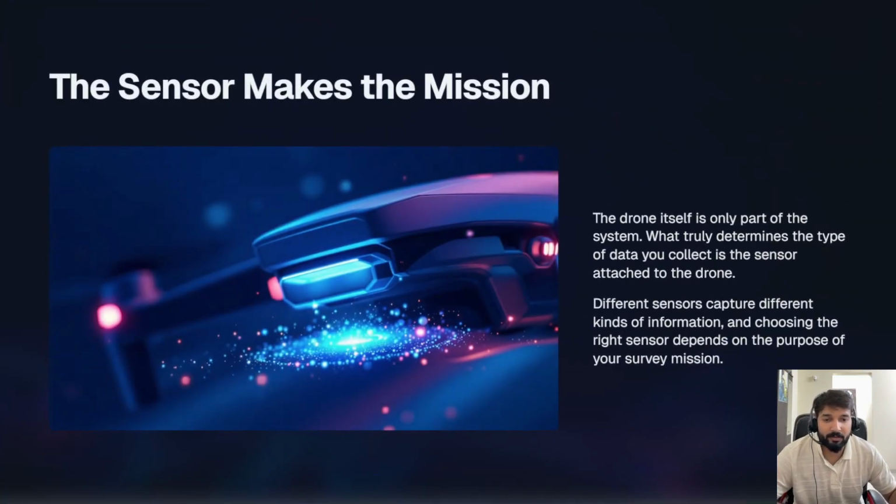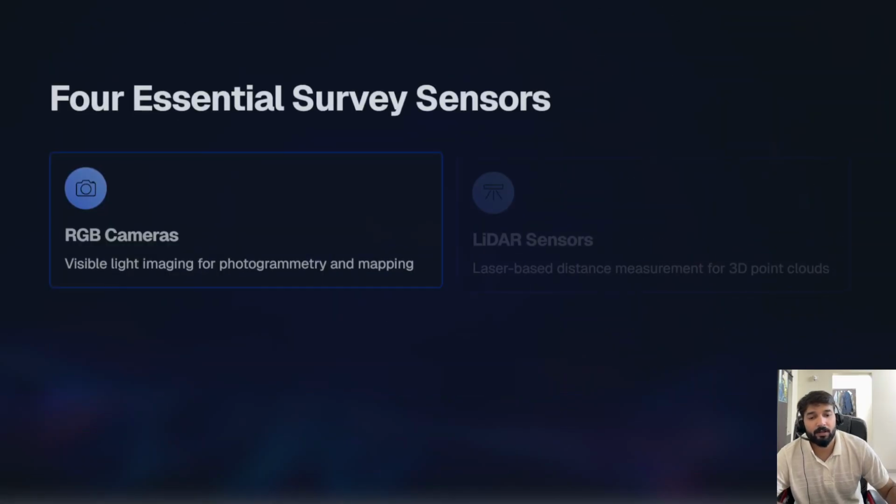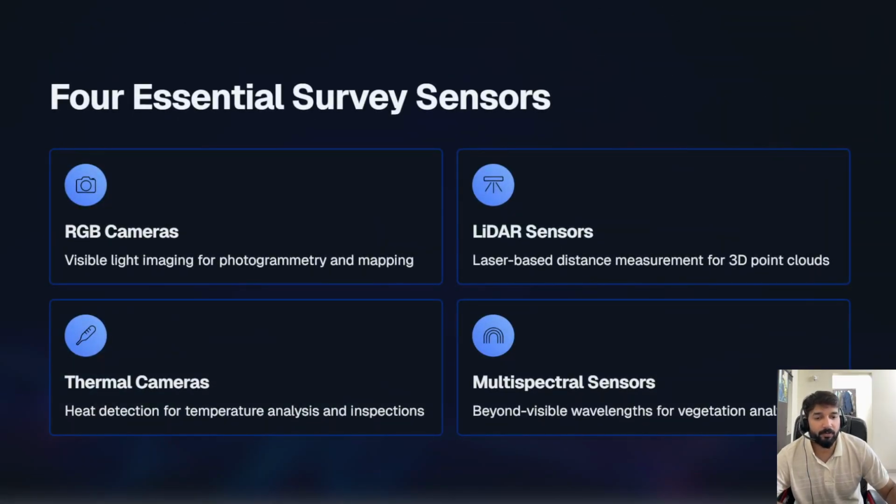In drone surveying, the drone itself is only part of the system. What truly determines the type of data you collect is the sensor attached to the drone. Different sensors capture different kinds of information, and choosing the right sensor depends on the purpose of your survey mission. In this lecture, we'll explore four important types of survey sensors: RGB cameras, LiDAR sensors, thermal cameras, and multispectral sensors.